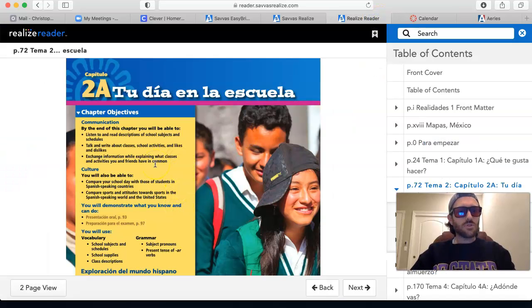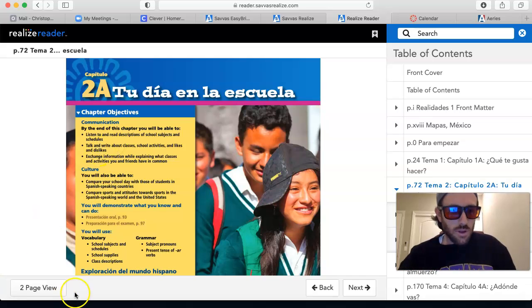So for chapter 2a, capítulo 2a, by the end of this chapter, you will be able to listen to and read descriptions about your classes, talk and write about your classes and extracurriculars, and exchange information explaining why you like and don't like certain classes or certain activities.